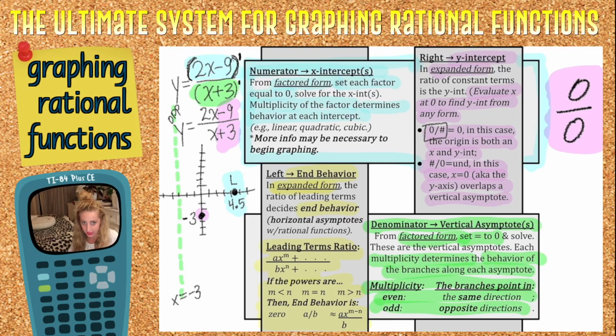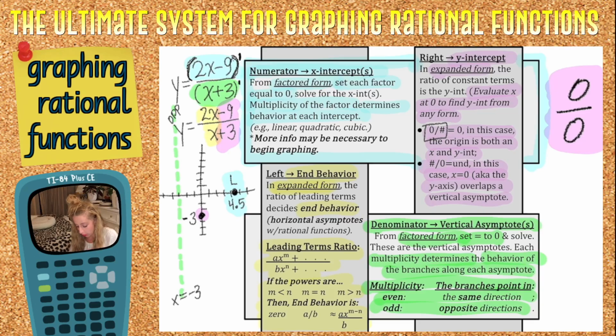Last thing, looking at leading terms. So I'm looking at the yellow now. Leading terms get us the end behavior of a polynomial. You look at your leading term, and if it's positive x to an even, the end behavior is up and up. If it's positive x to an odd, the end behavior is down and up. I hope you know the drill.